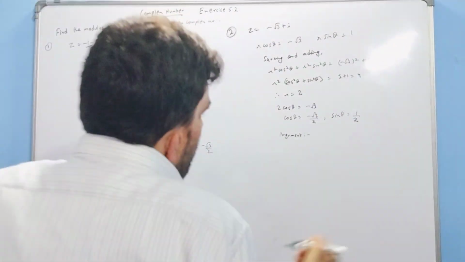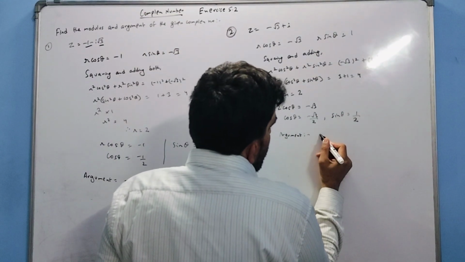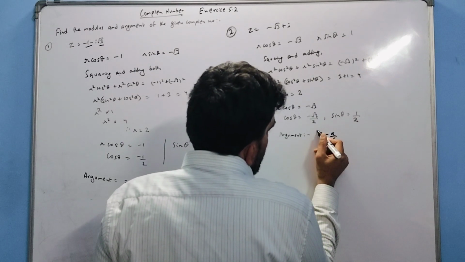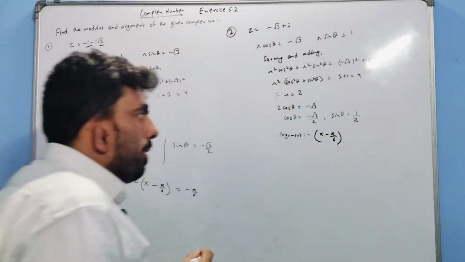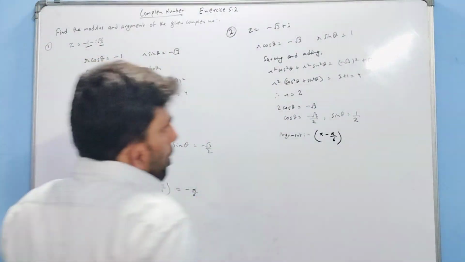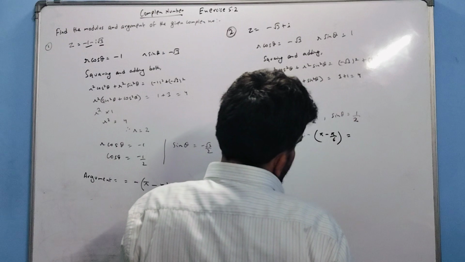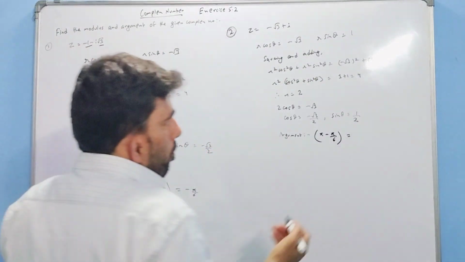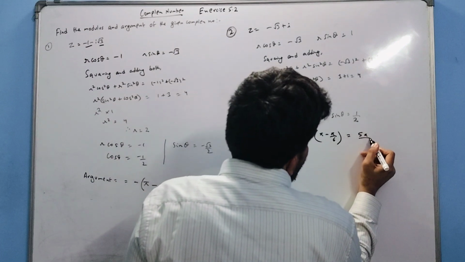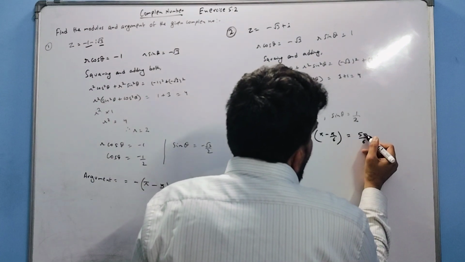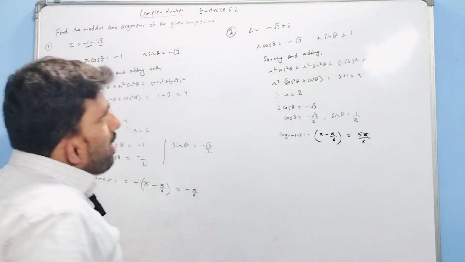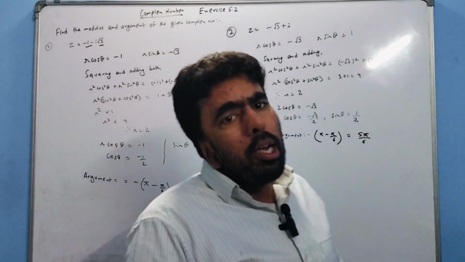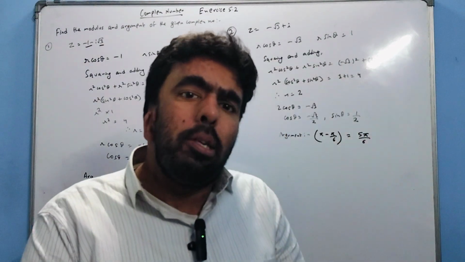Now the argument, that is theta, will be pi minus pi upon 6, because sin 30 is half. So we have pi minus pi upon 6, and we can say it is in the second quadrant. So it will be 5 pi by 6. That is how we try to find the modulus and the argument of the given complex number. I hope it's clear to everyone.